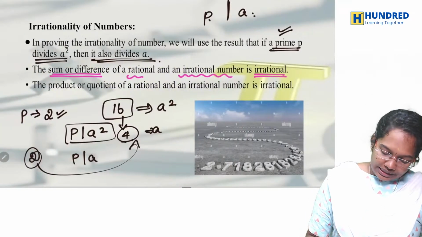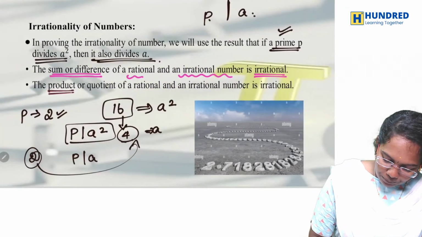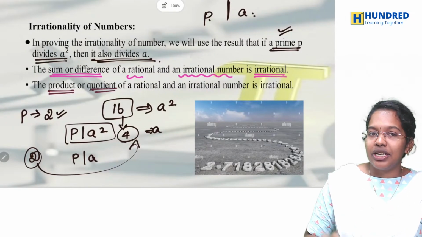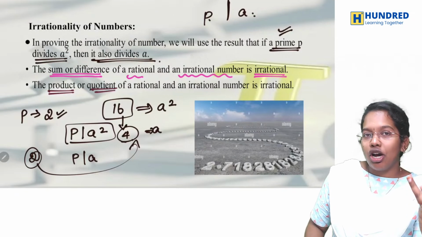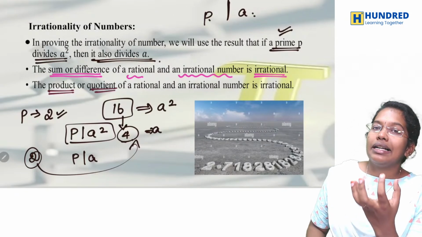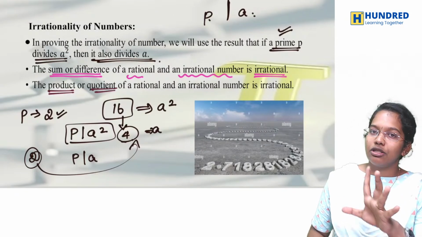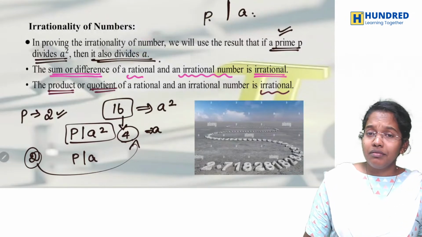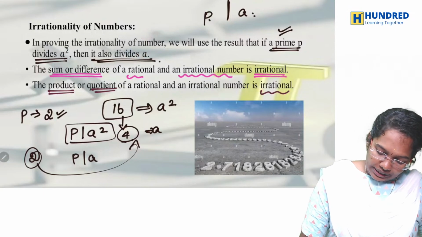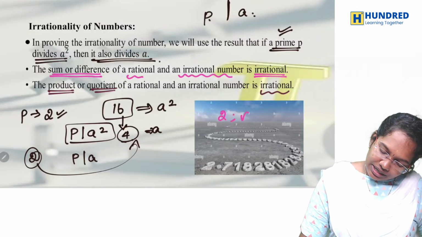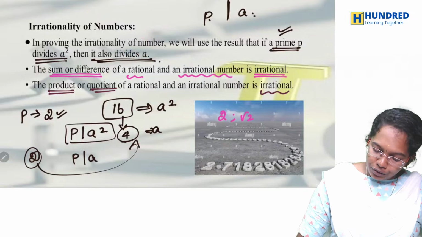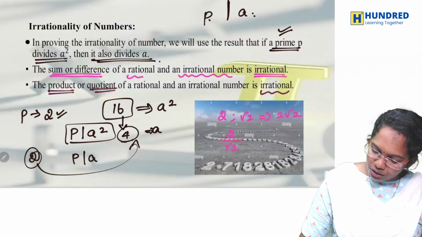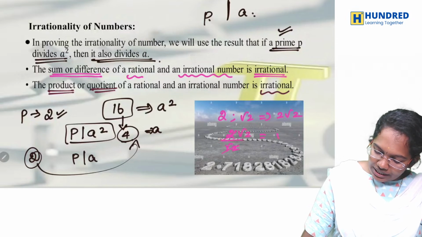The next thing they have given is the product and quotient. Product is simply multiplication, and quotient means division. The product or quotient of a rational and an irrational number is always irrational. For example, let's assume a rational number to be 2 and an irrational number to be root 2 again. If you multiply these two, it is 2 root 2. If you divide these two, it is 2 divided by root 2. When cancelled, you simply get root 2.